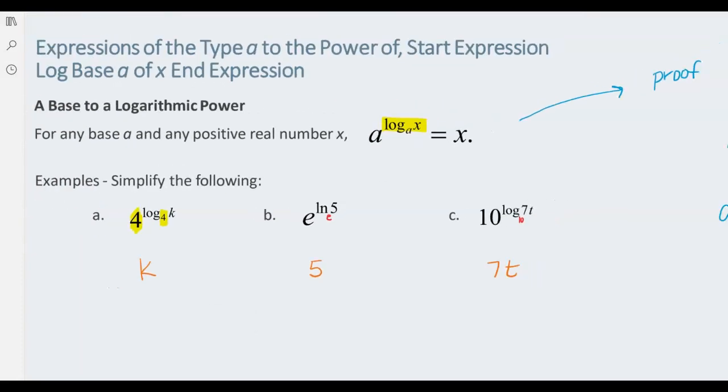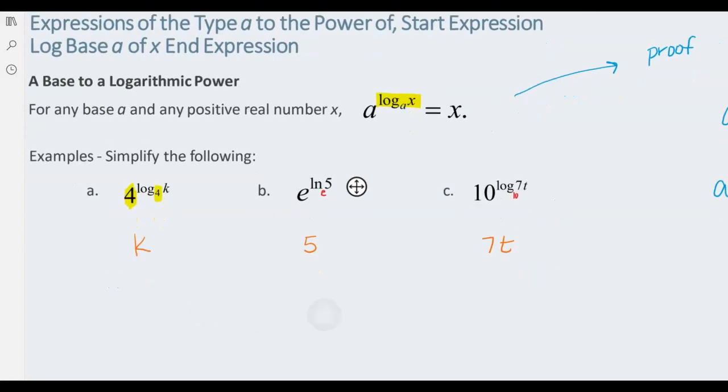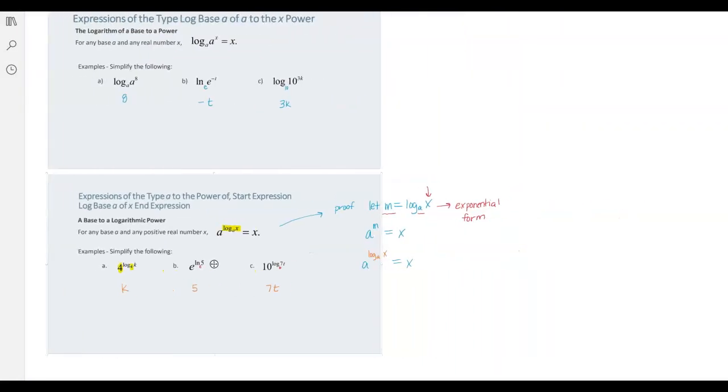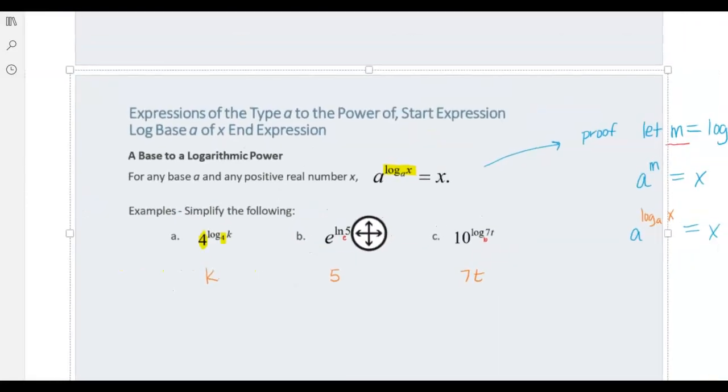All right, again, these are just some of the rules that we use for solving equations that have logs in them, and we'll be doing that in the next section.